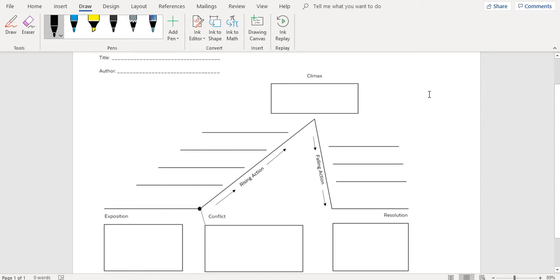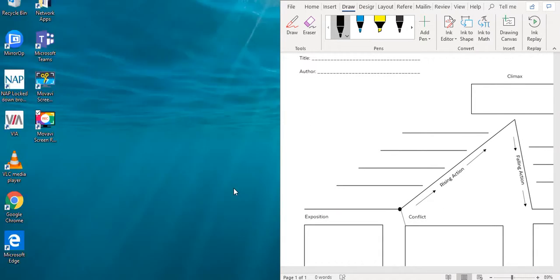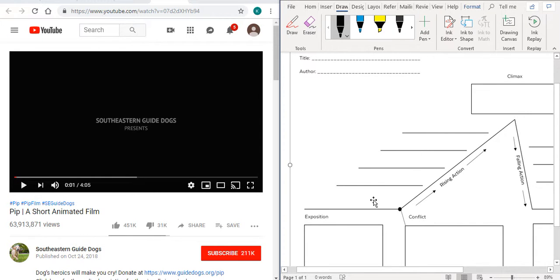Now I'm going to be showing you how to plan this. So we're going to be watching a short film called Pip, and I will be showing you how to fill this out. Now I've already seen this, and so obviously when you do it yourselves you'll have to watch the whole thing or read the whole thing first before trying to find the spots in our planning story arc plan. So I will be stopping it every so often and writing onto our story arc. So I shall start it now.